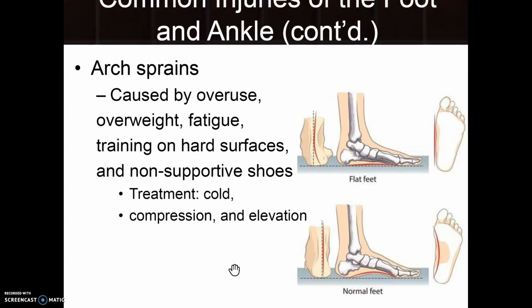When the arch falls, instead of the Achilles lining up in that mid-sagittal plane, there's a valgus force causing that deltoid ligament to have a little bit more stress applied to it. Arch sprains can be treated with cold, compression, elevation.